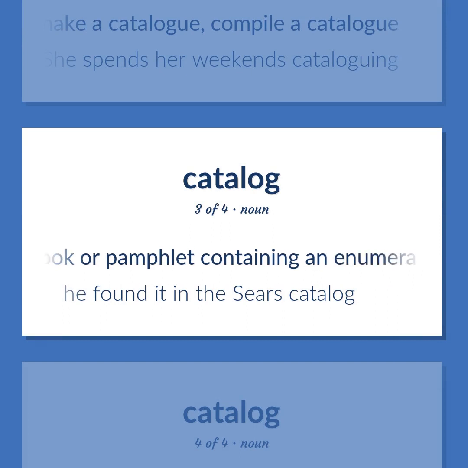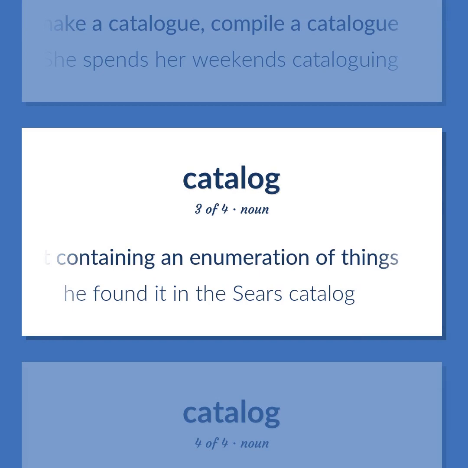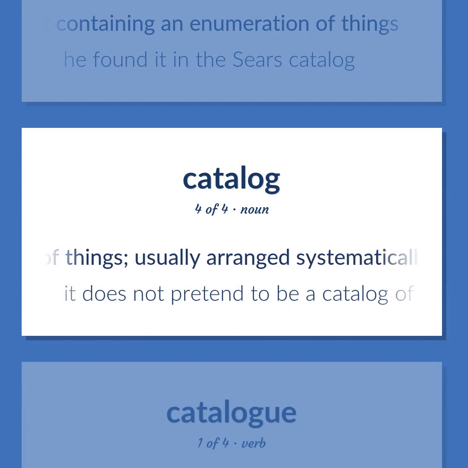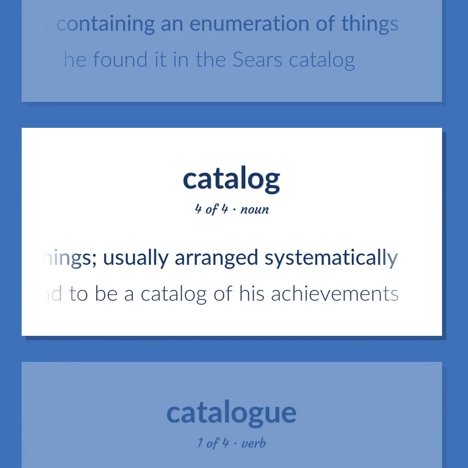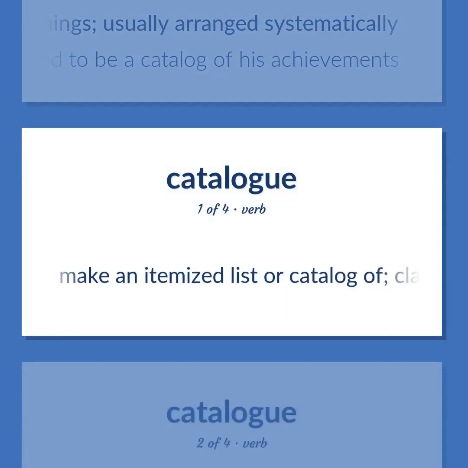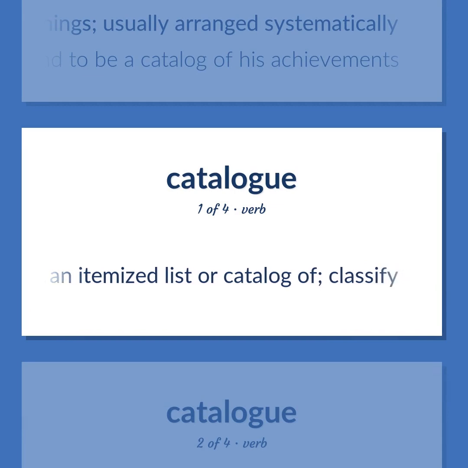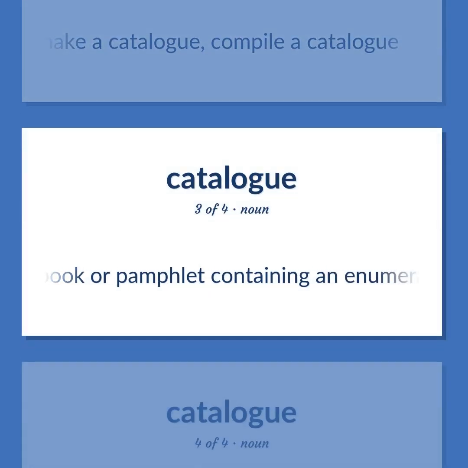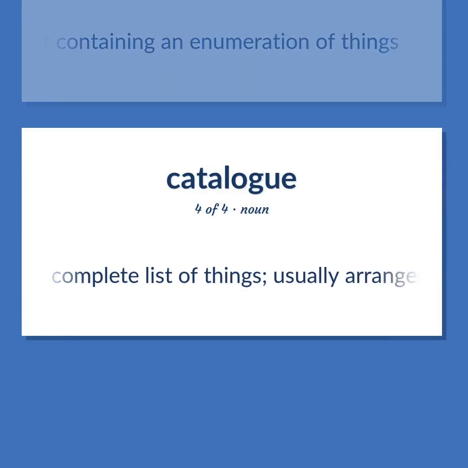A book or pamphlet containing an enumeration of things. He found it in the Sears catalog. A complete list of things, usually arranged systematically. It does not pretend to be a catalog of his achievements. Make an itemized list or catalog of, classify. Make a catalog, compile a catalog. A book or pamphlet containing an enumeration of things. A complete list of things, usually arranged systematically.